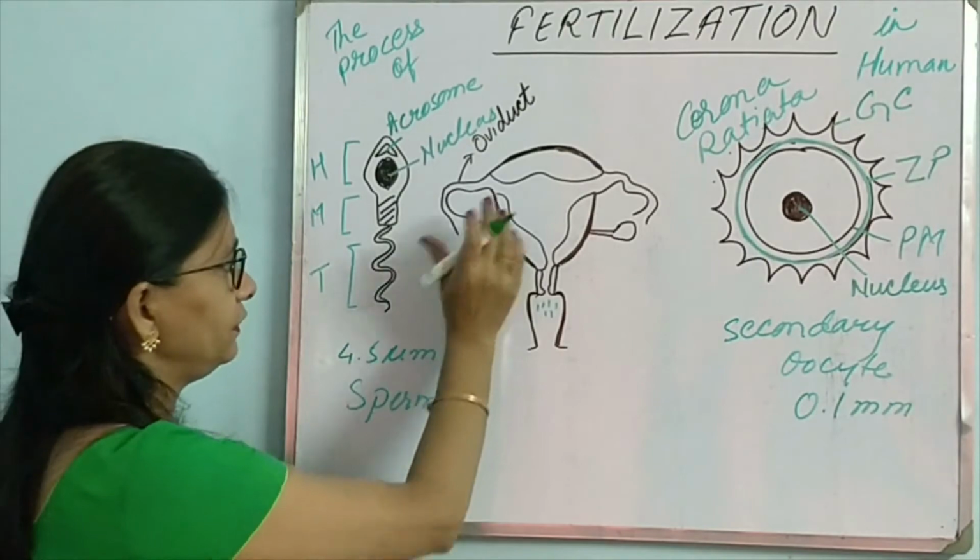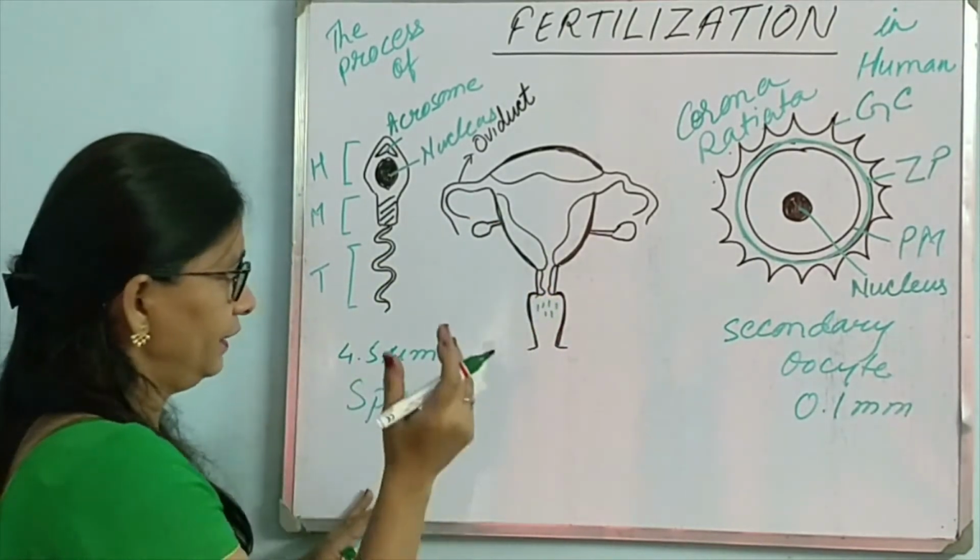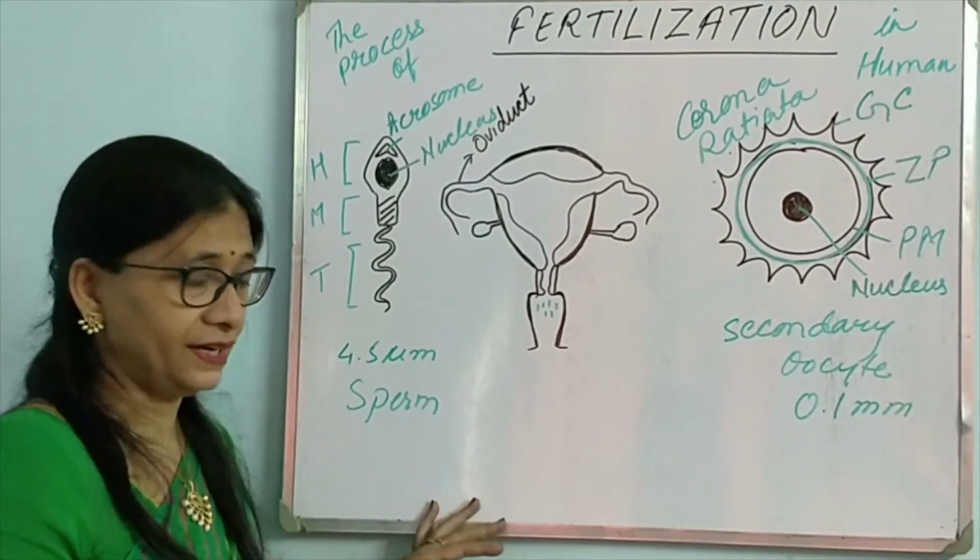Now let us come to this diagram. It is the reproductive structure of female. Here is the process of reproduction, where the fertilization will take place.